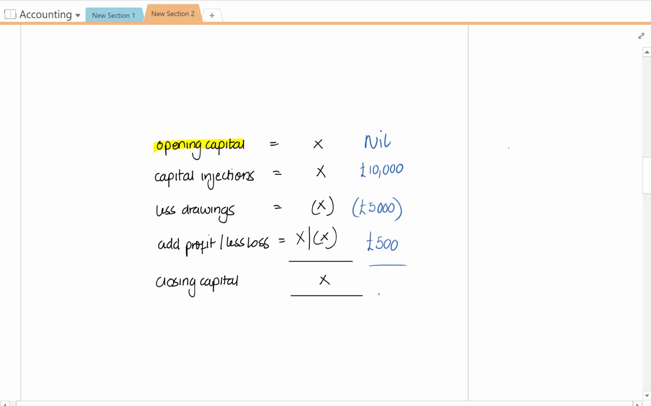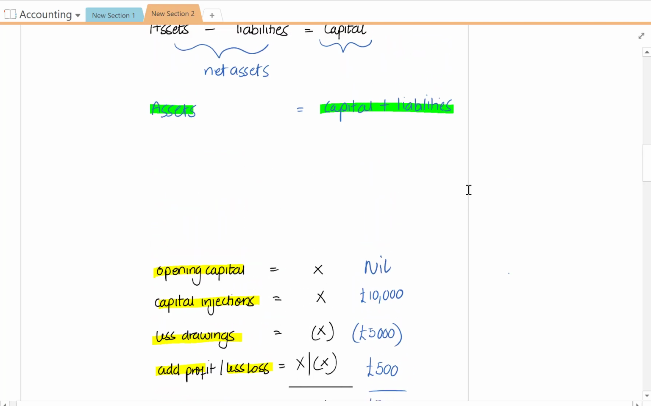Now if I total down here, I arrive at my closing capital, and that gives me 5,500 in my example here. So opening capital, add capital injections, less drawings, add profits, less any losses should equal the closing capital. And that closing capital is precisely what you should be seeing here in your accounting equation. In other words, the business owes me at the end of the year 5,500. So I've invested 10,000, withdrawn 5,000, but I've made a profit of 500, so that business owes it back to me because it is my business.